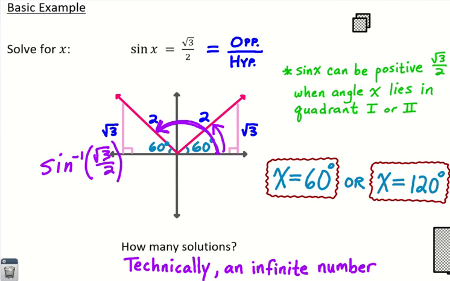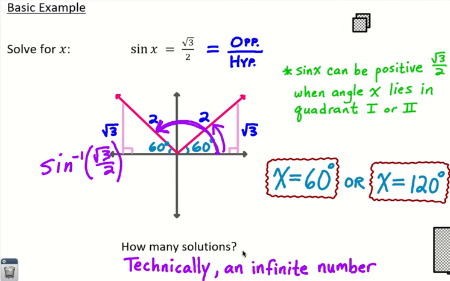Technically, there is an infinite number, because there is an infinite number of coterminal angles for 60, and an infinite number of angles coterminal with 120. So technically, there's an infinite number. So just doing the inverse sine on your calculator, I'm not really going to emphasize that here, especially when technically there's an infinite number.